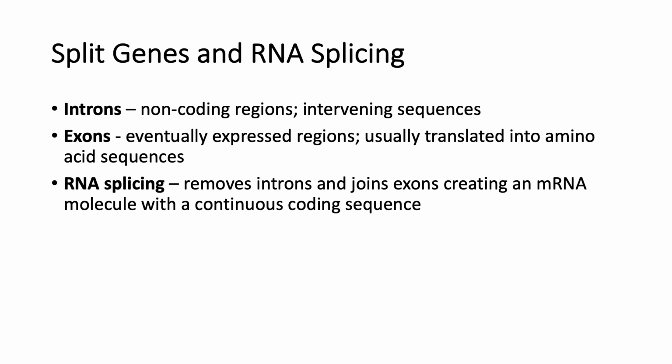Now let us talk about split genes and RNA splicing. Most eukaryotic genes and their RNA transcripts have long non-coding stretches of nucleotides that lie between coding regions. These non-coding regions are called intervening sequences or introns. The other regions are called exons because they are eventually expressed and translated into amino acid sequences. Now, the process of RNA splicing removes introns and joins exons, creating an mRNA molecule with a continuous coding sequence.